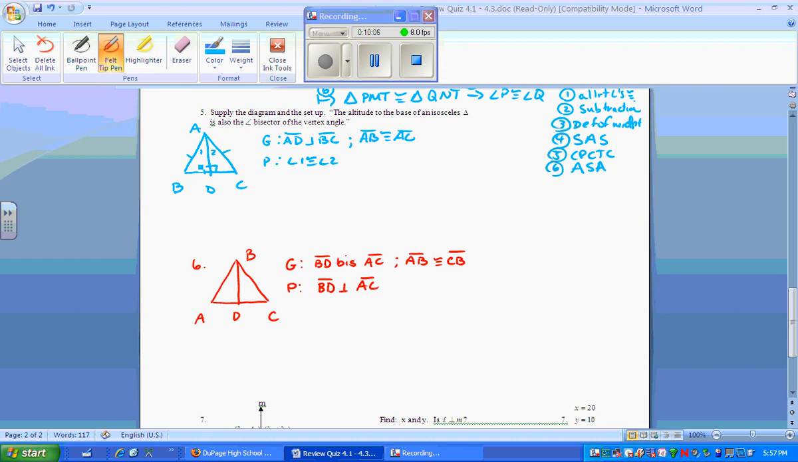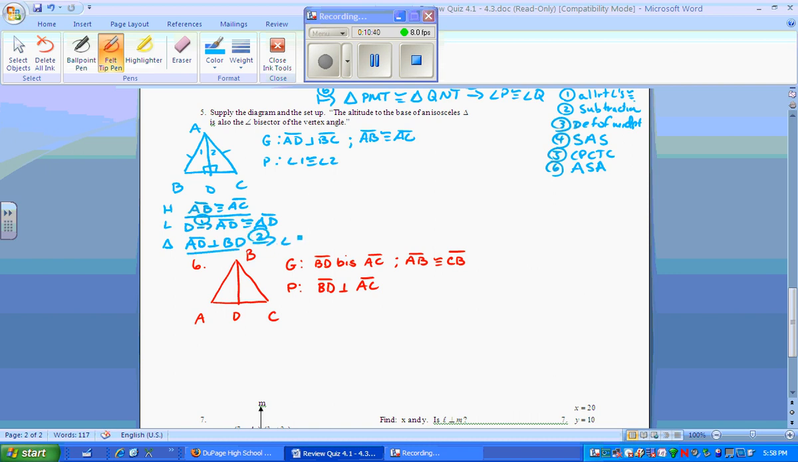Well, we got the right angles, and we got the side across from the right angles. That's the hypotenuse, so we know it's hypotenuse leg. So we have an HL triangle. The hypotenuse is AB, is congruent to AC. The leg is from the reflexive, reason 1, AD congruent to AD. And then from the triangles, we get the perpendicular, AD perpendicular to BC.